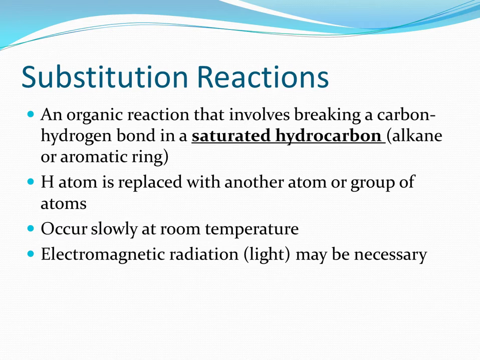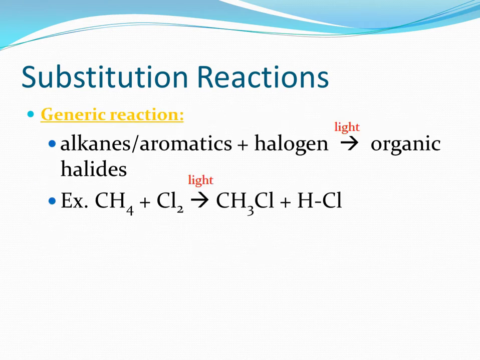Substitution reactions can also be used to create organic halides. These reactions only occur on saturated hydrocarbons such as alkanes and aromatic rings. The hydrogen atoms in the molecule are replaced with another atom in the presence of light. The general reaction here shows that alkanes or aromatics react with the halogens in the presence of light to form organic halides.